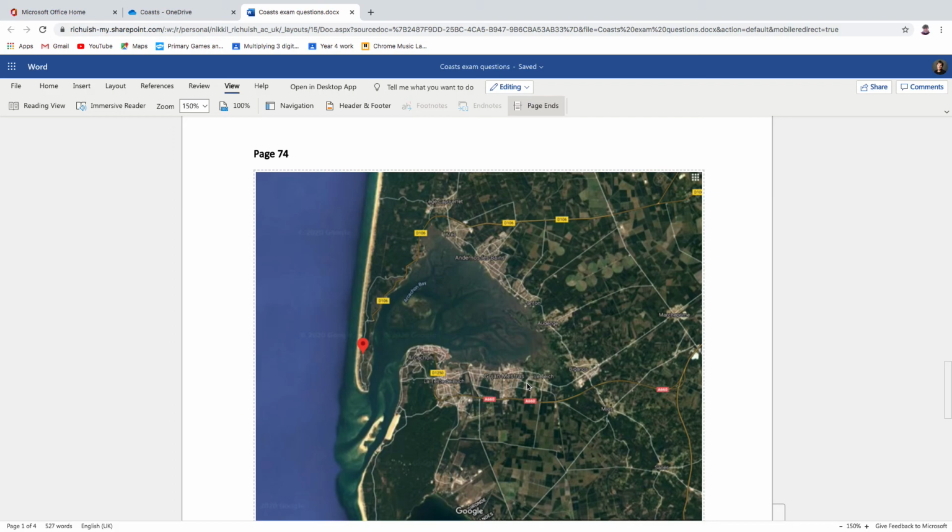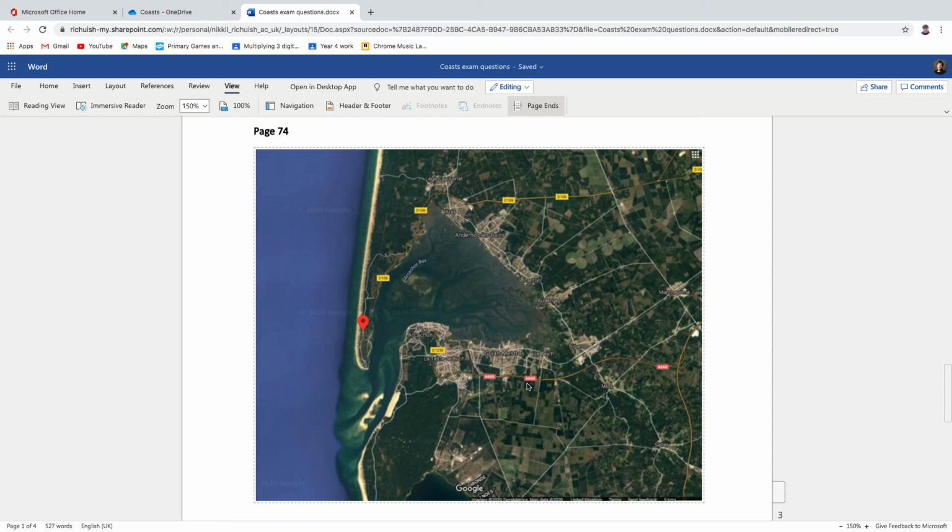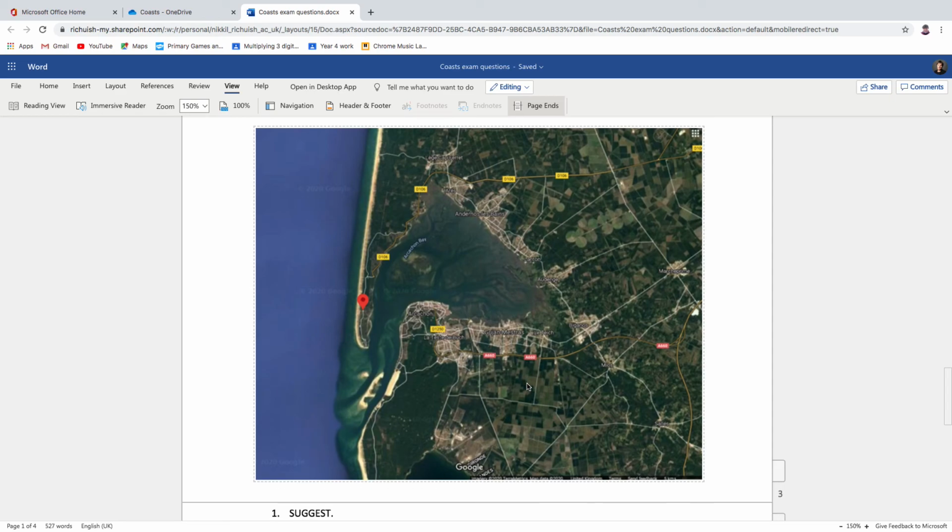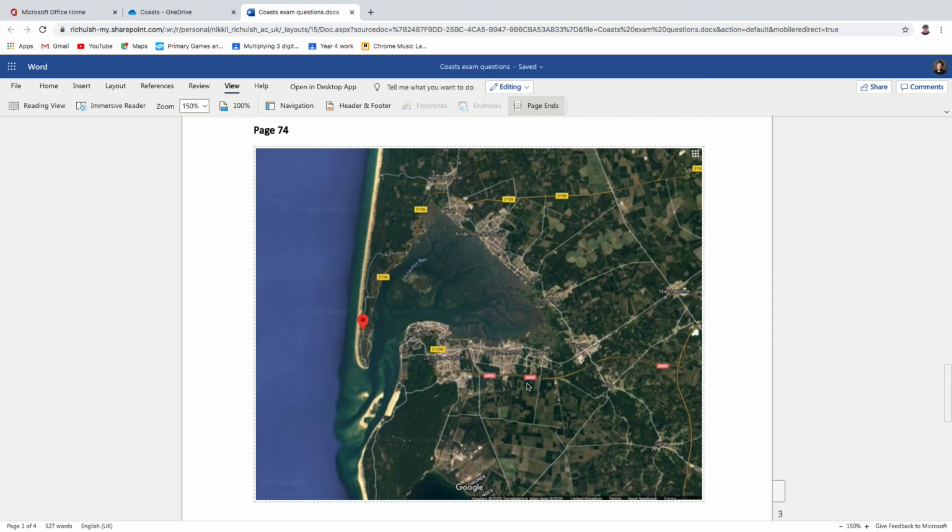Also, on page 74, there is a really badly photocopied satellite image, so you've got a much nicer coloured version. If you still think that's pretty poor quality, and you may well, if you have a look at page 74, it actually says satellite image of Cap Ferret and Arcachon Bay, Aquitaine, France. So get onto Google Maps, find that place, zoom in and have a look. So always feel free to do that if you wish to.